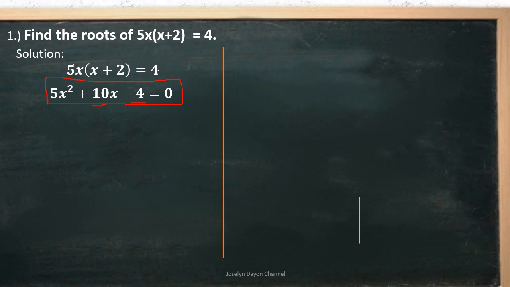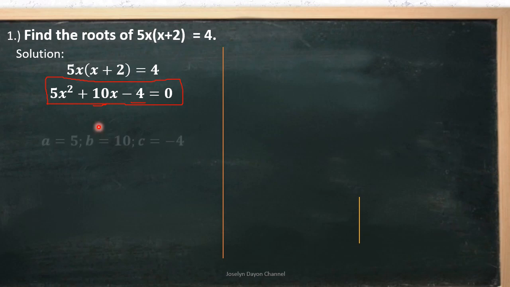Now we are going to find the roots. In my previous videos, I have discussed 4 methods of finding the roots of a quadratic equation. This time we're going to inspect first the given equation. The given equation is not factorable, meaning it cannot be solved by factoring. So therefore we have to make use of the quadratic formula. But before we go on with the quadratic formula, let's determine first the values of a, b, and c.